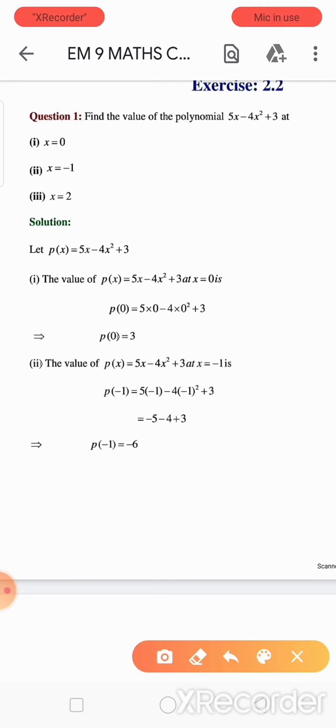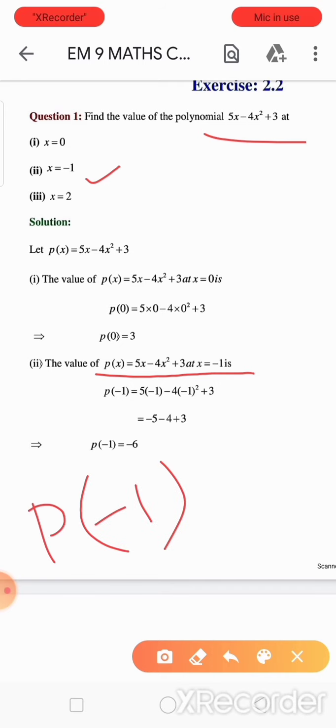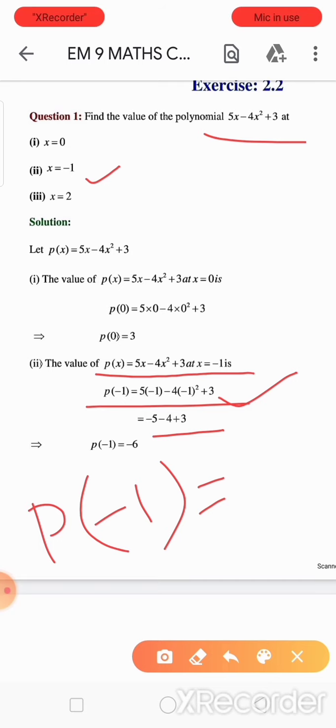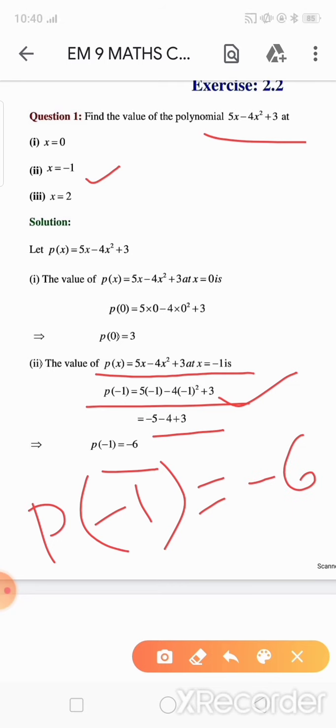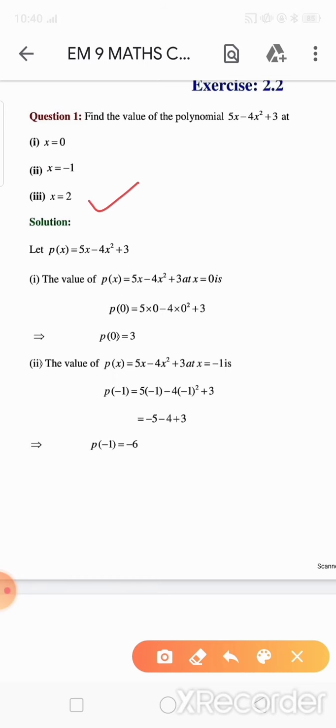Next, second case, question 2, we have to find the polynomial value at x equal to minus 1. So in the polynomial we substitute the value x equal to minus 1. We write this step: p of minus 1 is equal to 5 into minus 1 minus 4 into minus 1 square plus 3. Simplifying this step, we get minus 5 minus 4 plus 3. Lastly we get p of minus 1 is equal to minus 6. So for the value of x equal to minus 1, the value of polynomial p of x is equal to minus 6. Next case, for x equal to 2.